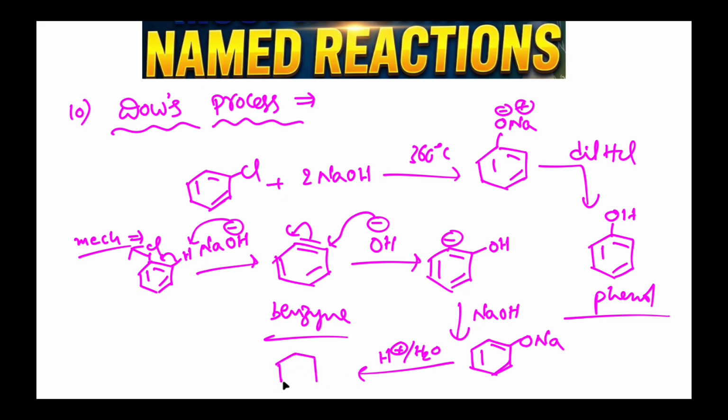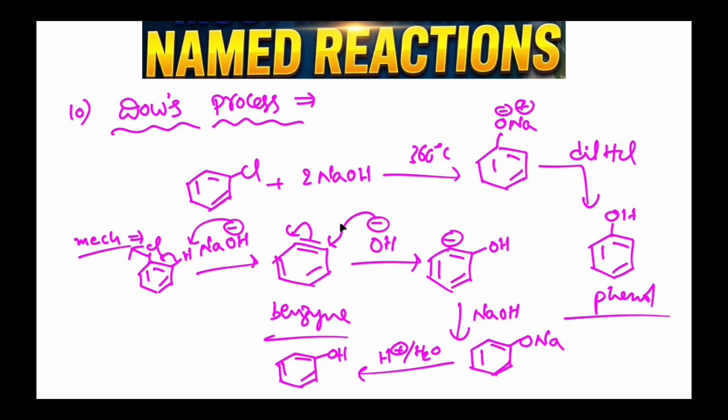Finally we can get phenol. So this is the benzyne intermediate. So Dow's process follows a benzyne intermediate. Once more, the Dow's process mechanism: in that, OH minus takes out a proton from benzene, then the C-H bonding electrons will move towards the ring, then Cl minus will be removed, then the benzyne intermediate will form, a triple bond will form between the carbon atoms.